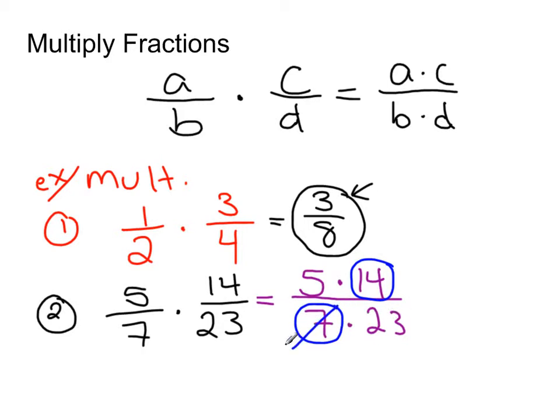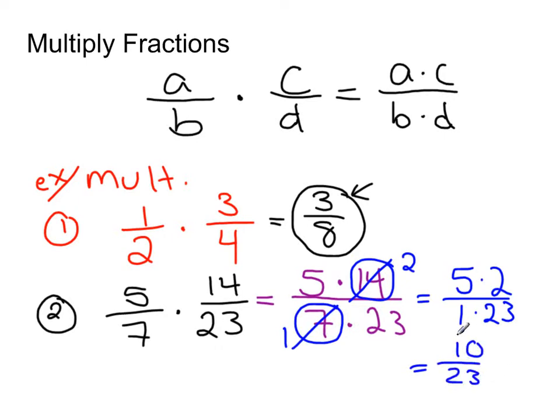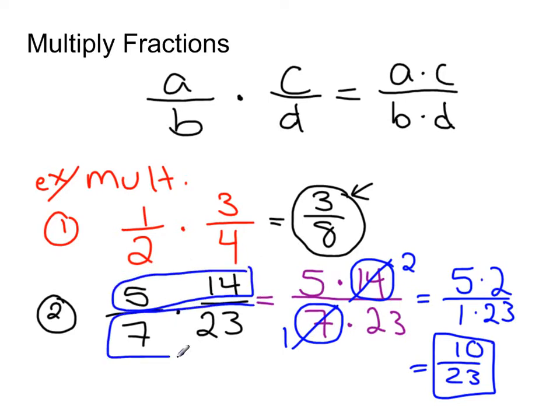We can say 7 goes into itself once. 7 goes into 14 twice. And now we have 5 times 2 over 1 times 23. 5 times 2 gets us 10, and 1 times 23 gets us 23. There's nothing that can go into both top and bottom, so there is our answer. So we can reduce as long as it's one of the numerators, wherever it may be, to the denominator.